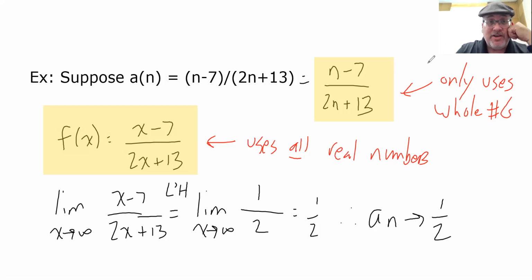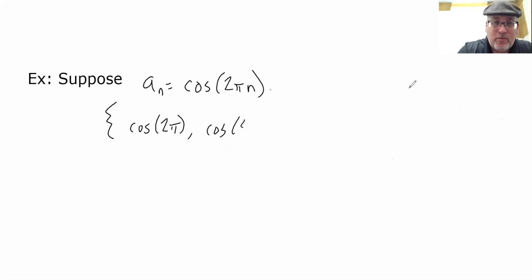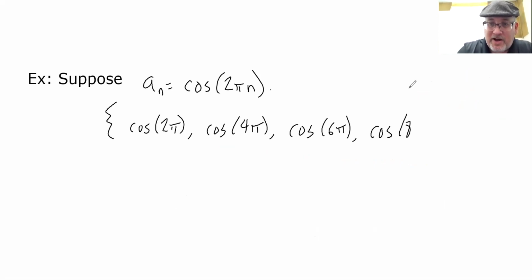For example, let's take this sequence, a_n equals cosine of 2 pi n. If we were to just analyze this sequence by cranking out some values, you would discover really quickly that not only does it converge, but it converges to a particular something. Let's just start by putting in values at the end, starting with n equals 1. Put in 1, we'll get cosine of 2 pi. Put in 2, we get cosine of 4 pi. Put in 3, we get cosine of 6 pi. Put in 4, we get cosine of 8 pi, et cetera, et cetera.